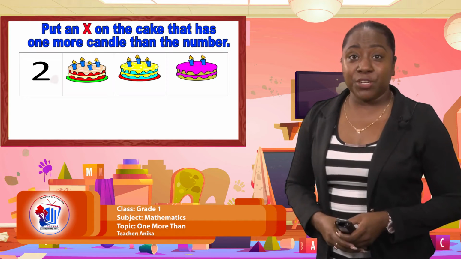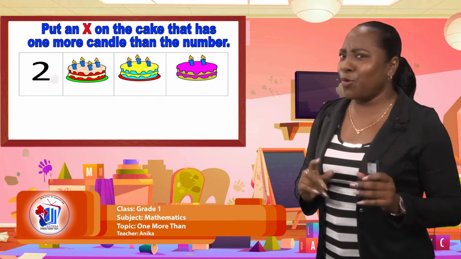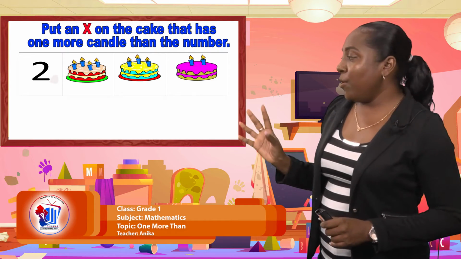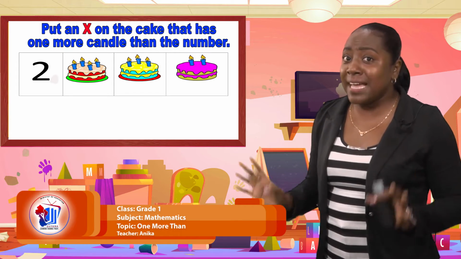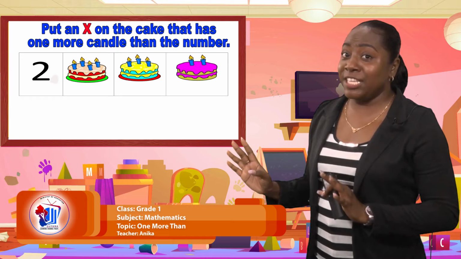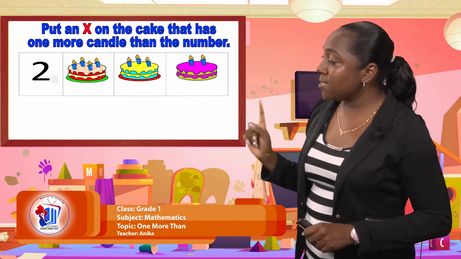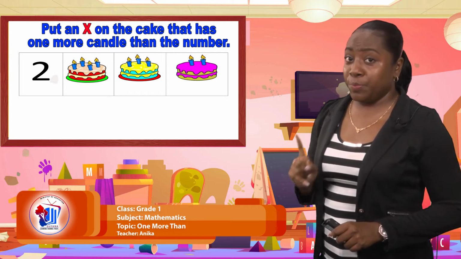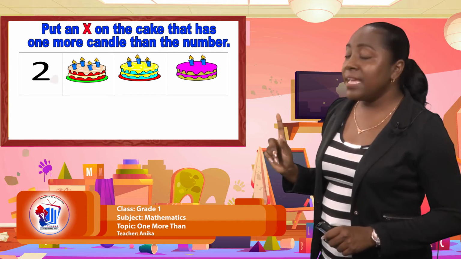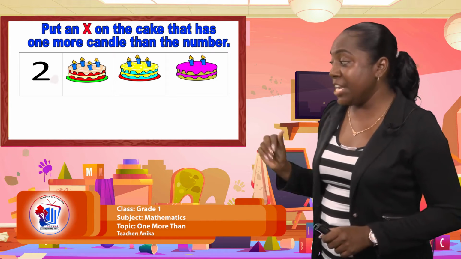We have some pictures of some birthday cakes. I love a birthday cake, and I'm sure you do too. Now, I want you to look at each cake carefully. I know you're excited, but let's look at each cake carefully. You're going to pay more focus to the candles on each cake. Then I want you to put an X or identify the cake that has 1 more candle than the number.